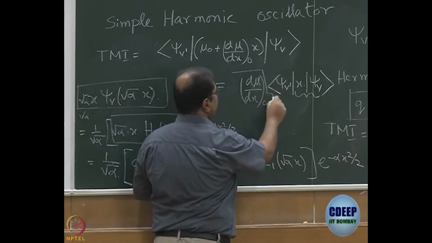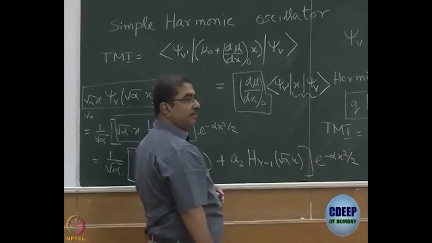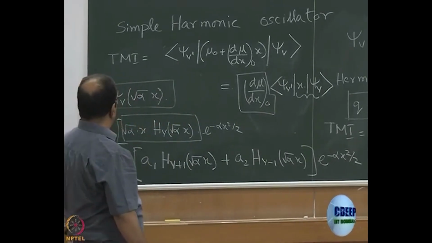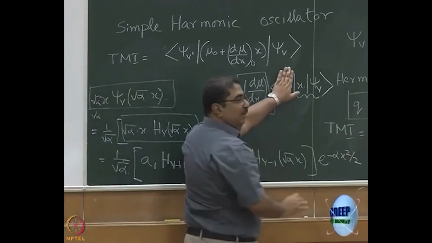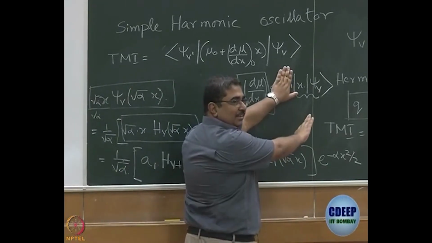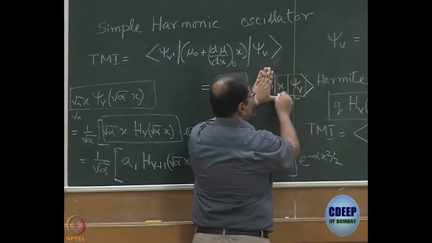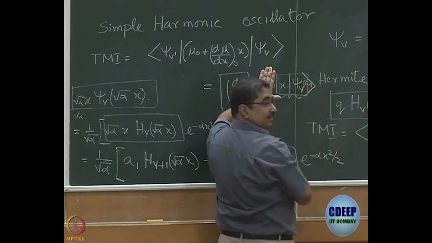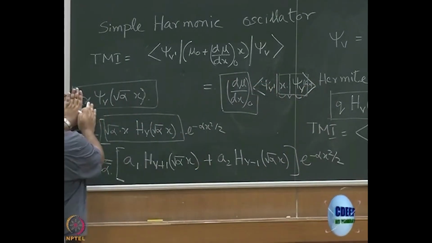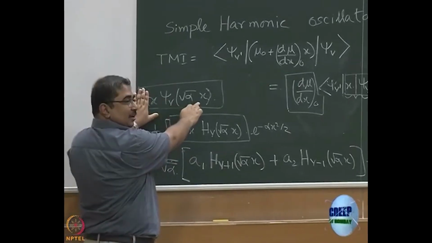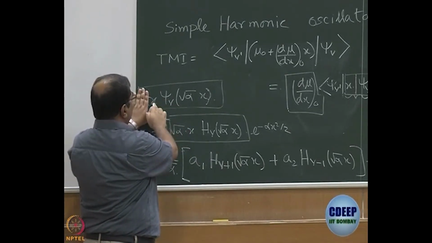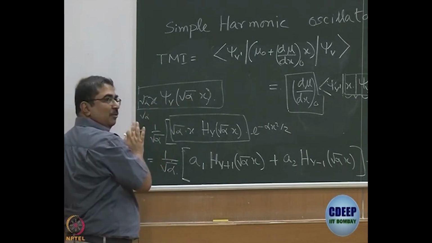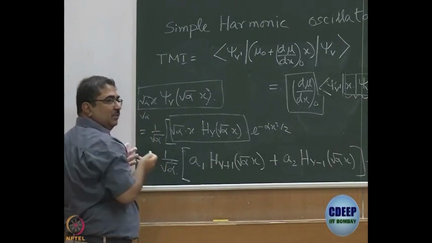Can I explain what? See, what do you have here? I am ignoring the bra vector, I am only working with the ket vector. In the ket vector you have x multiplied by psi v, and psi v is in root over alpha x. So I am just writing that x multiplied by psi v of root over alpha x is equal to root over alpha x multiplied by psi v in root over alpha x divided by root over alpha, right. Root alpha by root alpha is just 1.